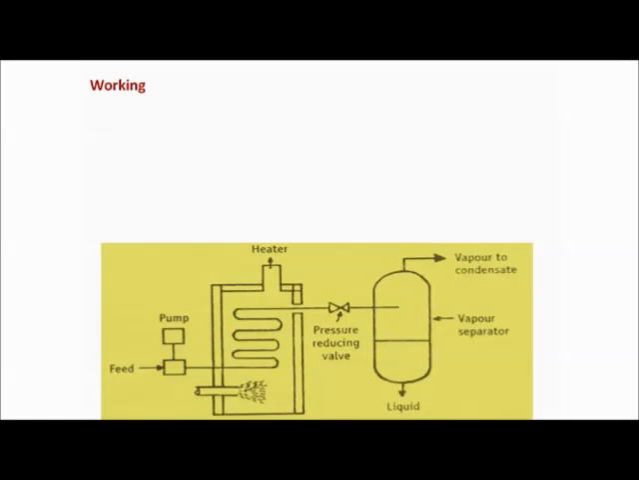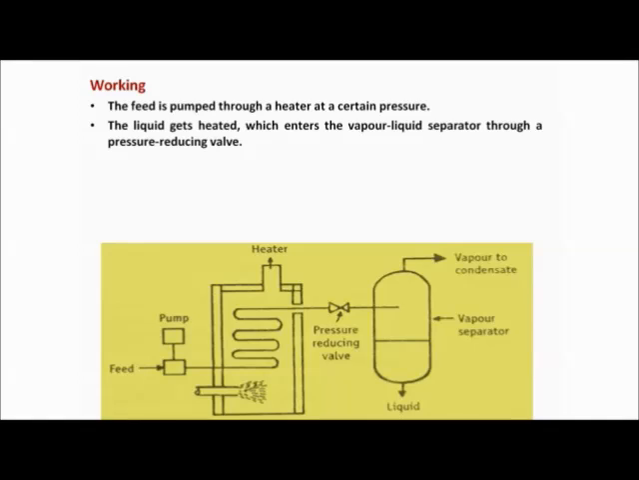So this is how the apparatus works. See, the feed is pumped through a heater at a certain pressure. So here we feed by using a pump, at a very high pressure, into this heating chamber. This is known as the heater, right? Next, the liquid gets heated, of course, because heat is provided here, and it then enters the vapor liquid separator through a pressure reducing valve.